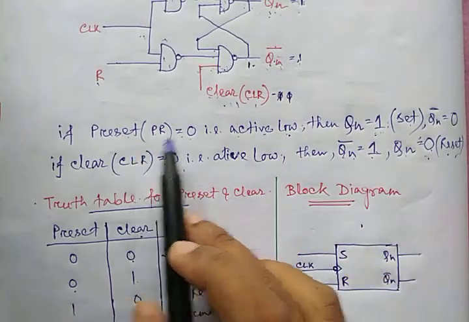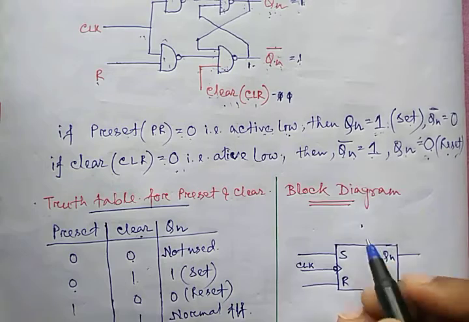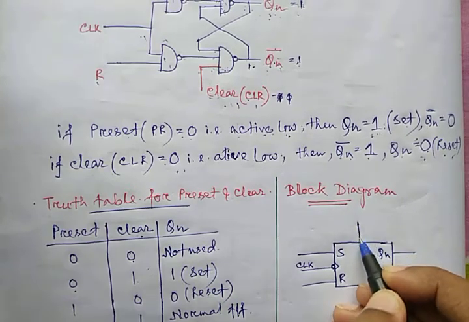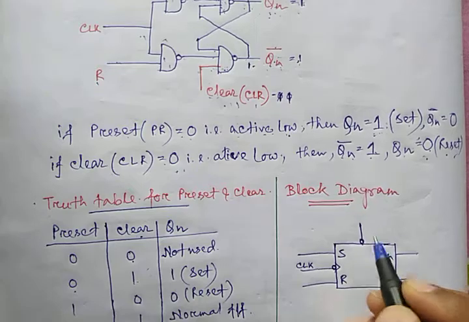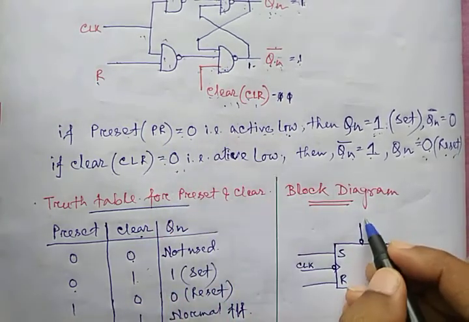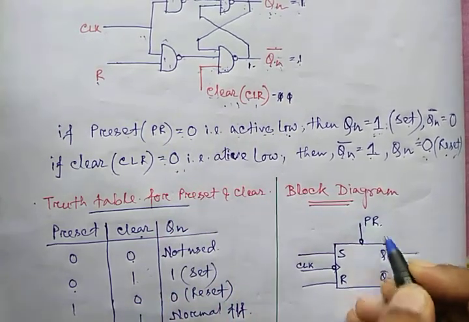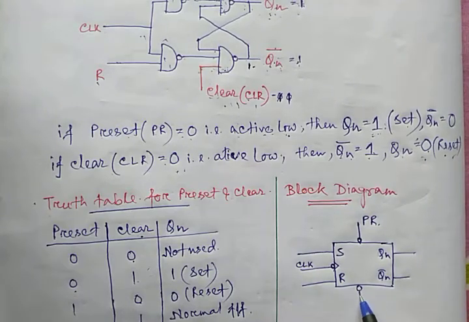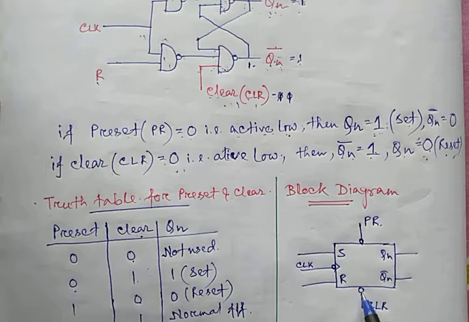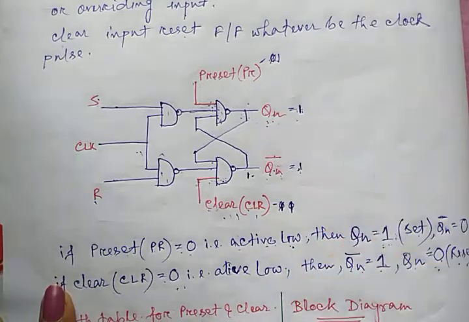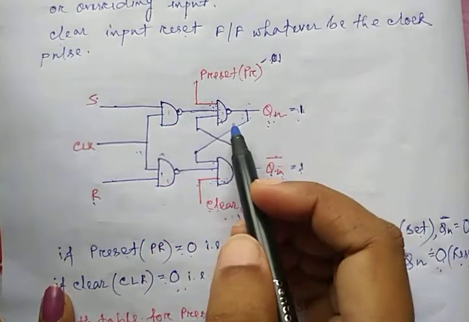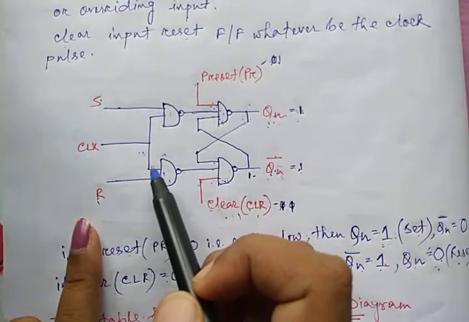As preset works in active low state, there must be a bubble here just to define that it works in active low state, nothing else. This is our PR. And clear also works in active low state, so we add a bubble here.